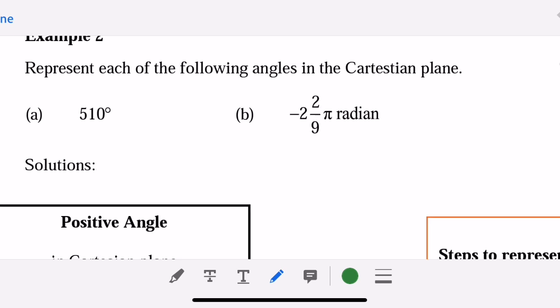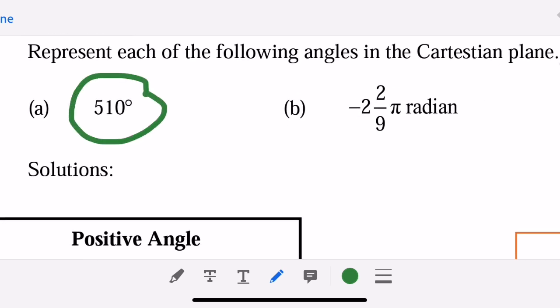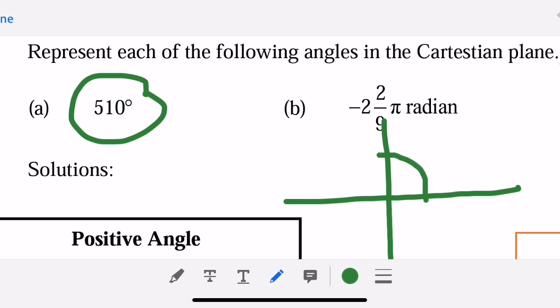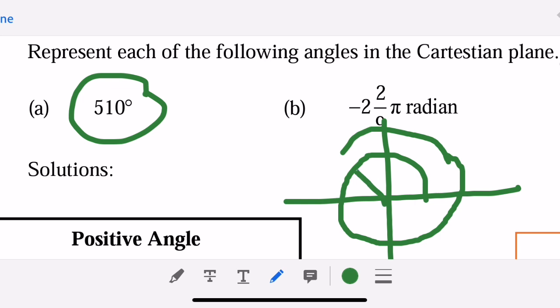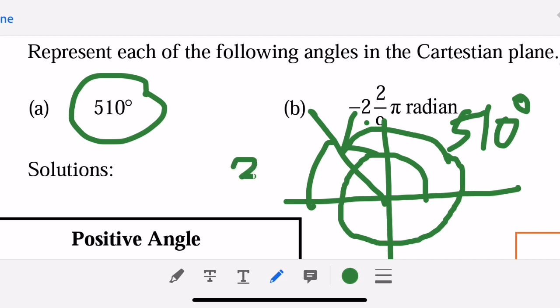If we want to represent 510 in a Cartesian plane, we draw the Cartesian plane. We measure the angle: positive 90, positive 180, positive 360, and for the balance, you take 510 and minus out one circle, 360. So you get 150. That means you need to extend another 150 here. So it's 510. Here is the alpha, 30 degrees. For alpha we don't use an arrow.